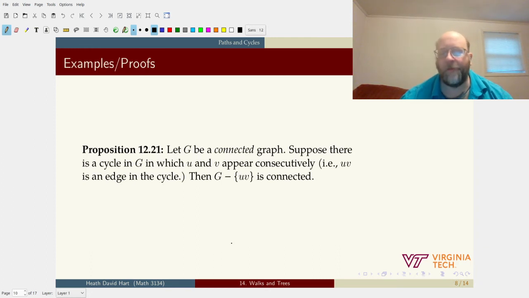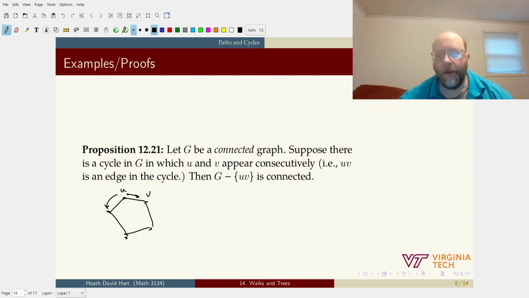There's never any case where we're forced to repeat a vertex. If we have a connected graph and a cycle inside the connected graph, and U and V are adjacent in that cycle, so that U and V are an edge, if I delete that edge, the graph is still connected because a cycle produces connectivity in both directions.